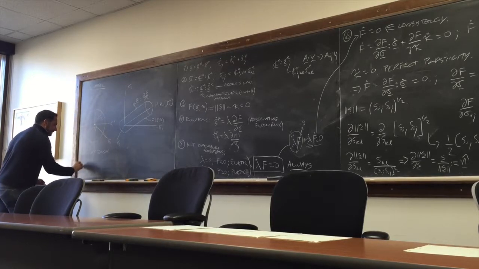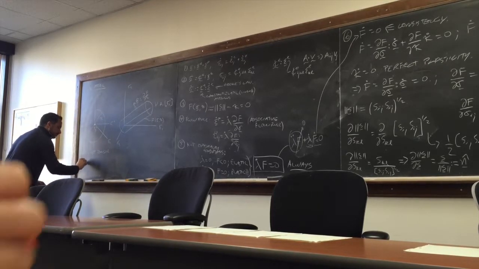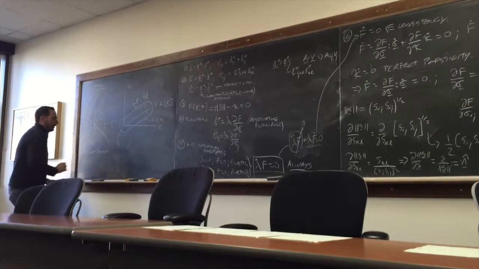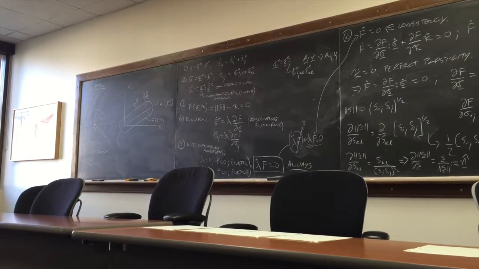Meaning that its L2 norm is equal to 1, because it's S divided by its magnitude, its L2 norm. So when you take the L2 norm of that, you get 1. It's got another property. What's the other property it's got?